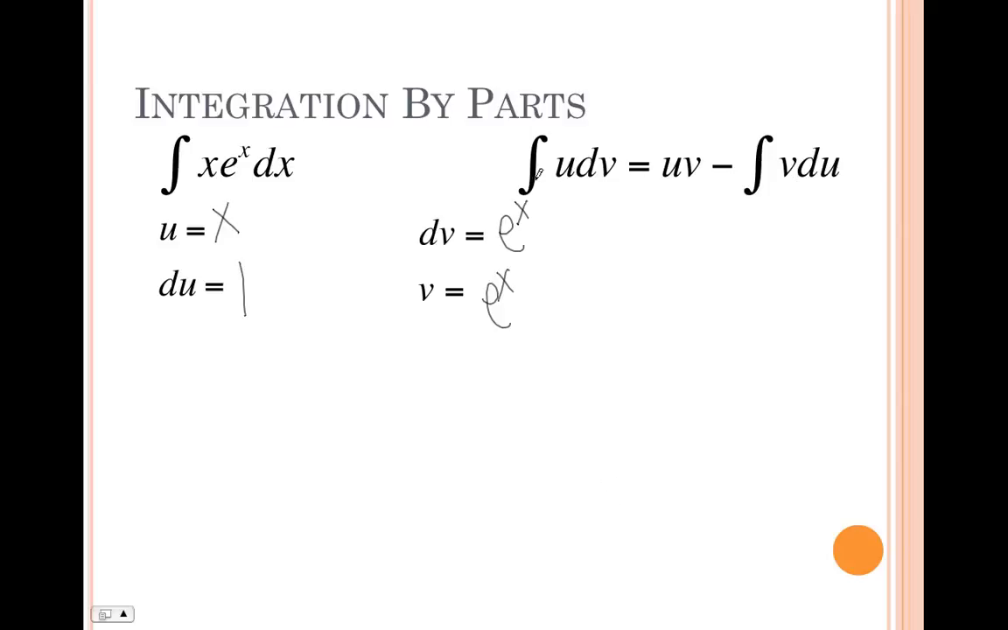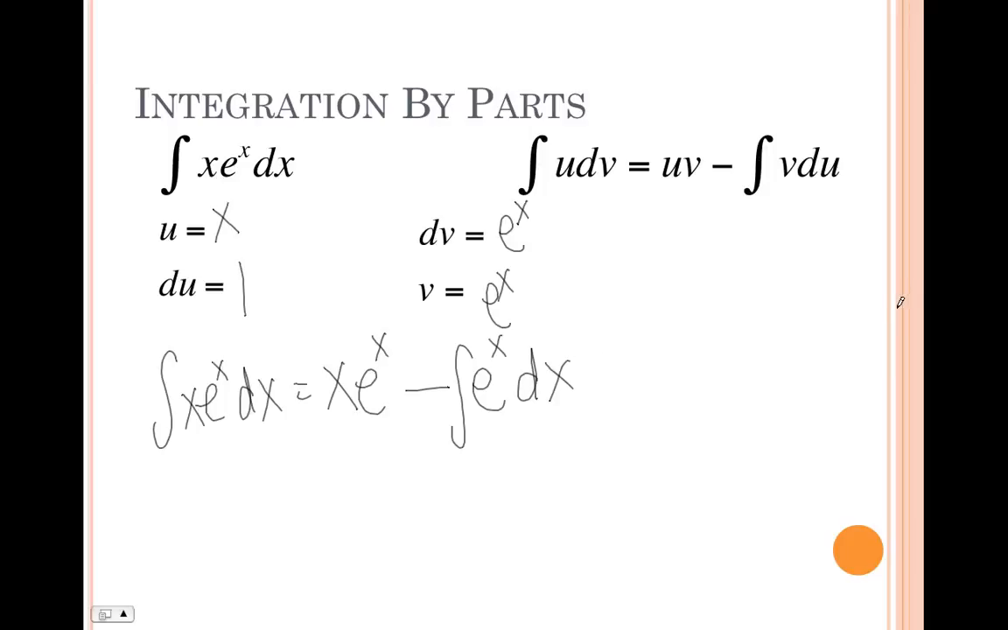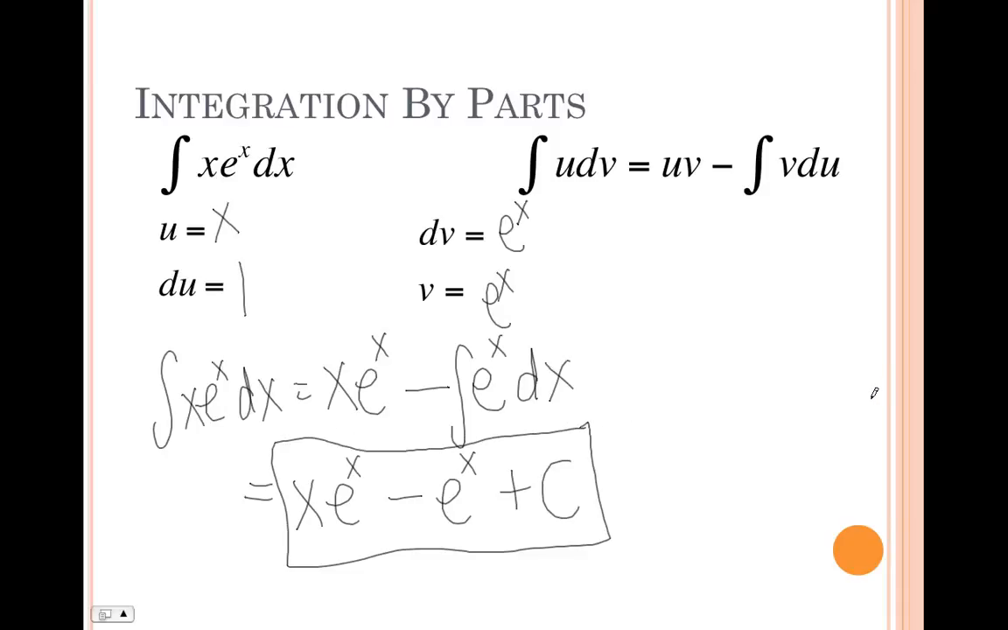So I'm just going to follow this formula. The integral of u dv is x e to the x, that works, is equal to u times v, which is x e to the x, minus the integral of v du. E to the x times 1 is just e to the x, and this is with respect to x. I'm not done. I still have something that needs to be integrated, but this is x e to the x minus, I integrate this and I still get e to the x plus c. And guys, that's it. That's integration by parts.